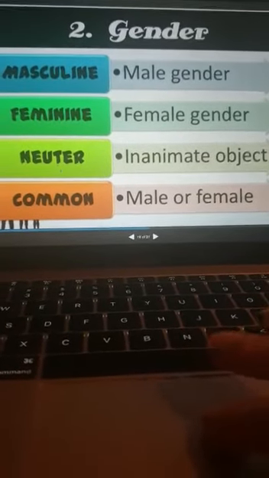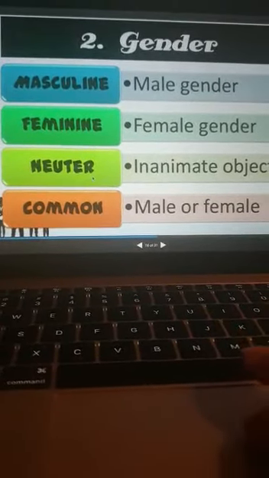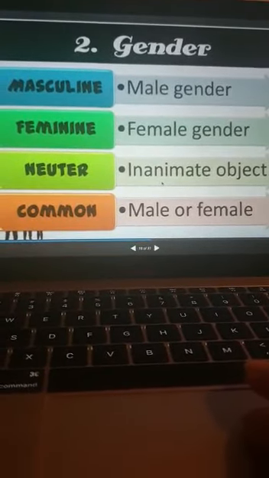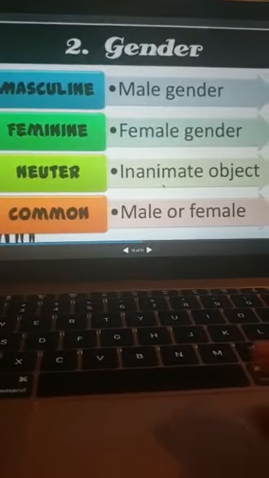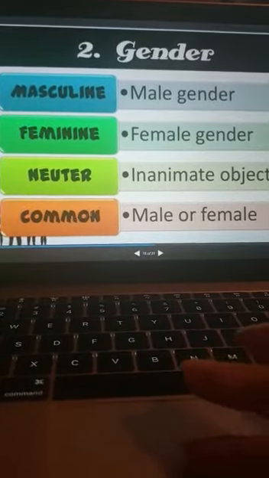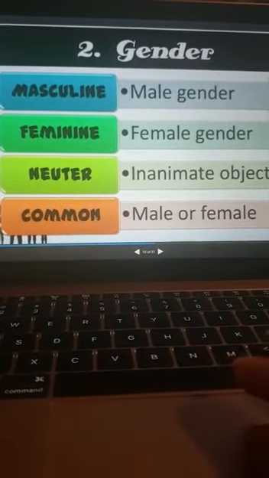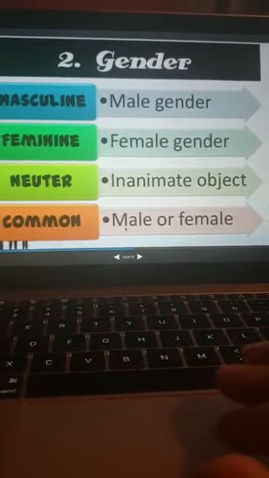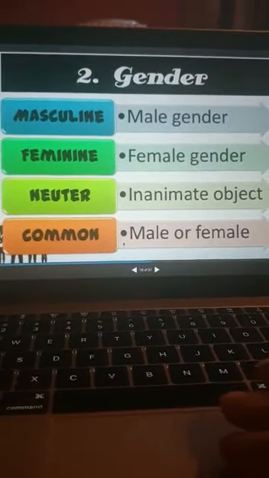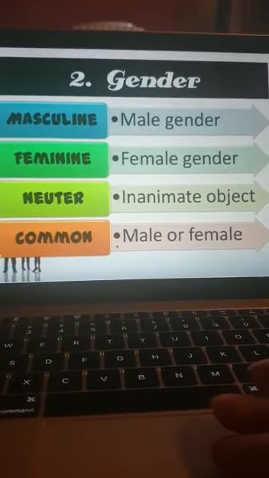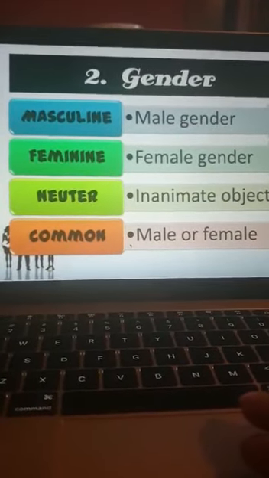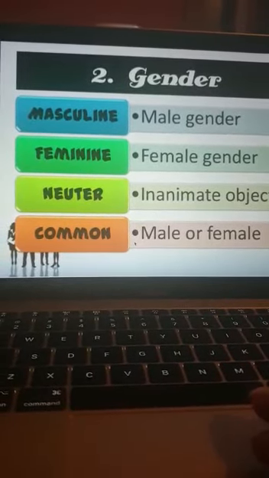Neuter. These are nouns which are inanimate or non-living things like table, chair, which do not have any gender at all. Book, so many other words. And then we have common gender, which is common for both. It can be male or it can be female. Like for example, we have cousin, so that cousin can be our male cousin or it can be our female cousin. Teacher can be a male as well as a female, where we refer to them as common.